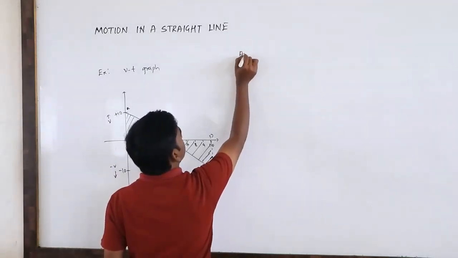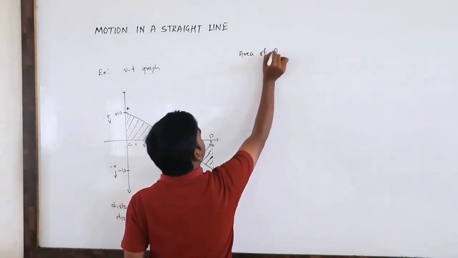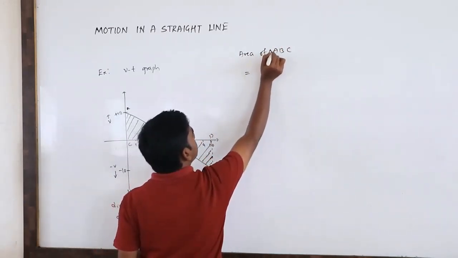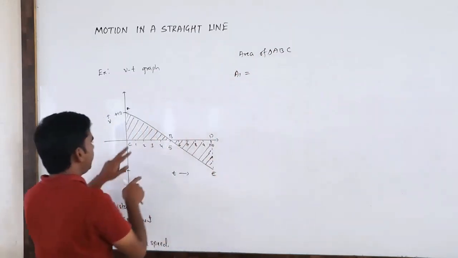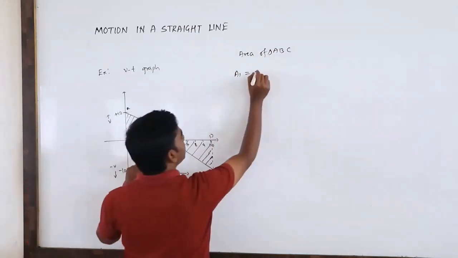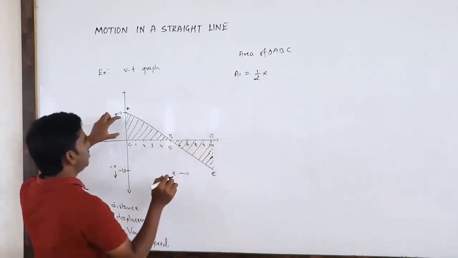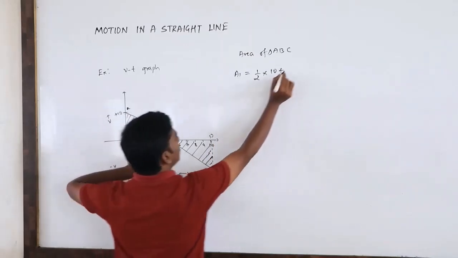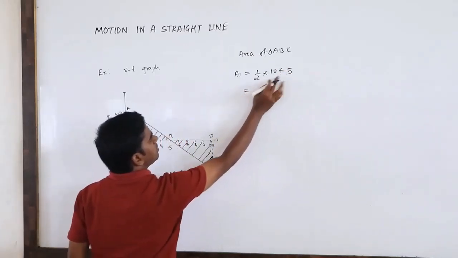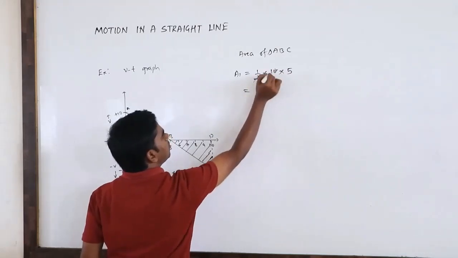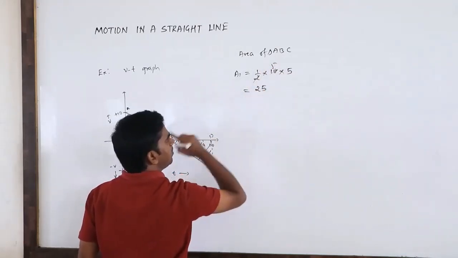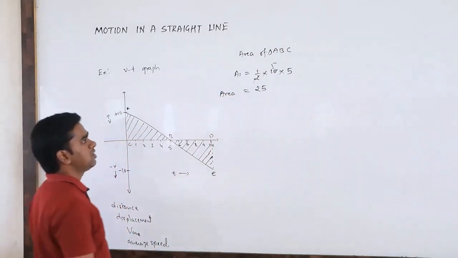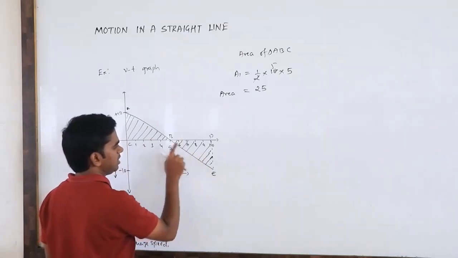Area of A, B, C first. Triangle ABC, so you can take this as area 1, A1. What is this? Half into height into width. Height is 10 and width is 5, so you will get 25. Okay, this is the area. But what will the area give? The area will give distance or displacement.